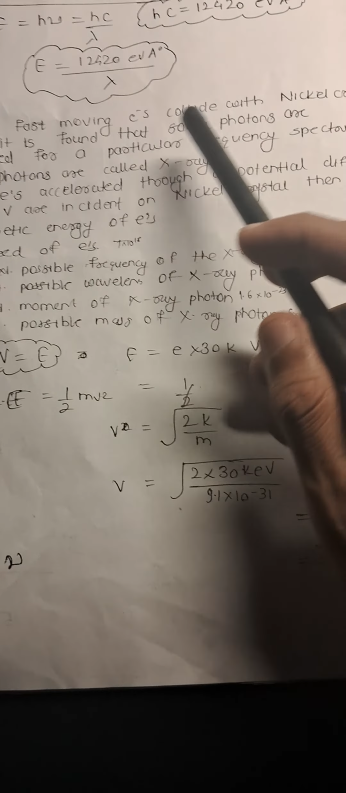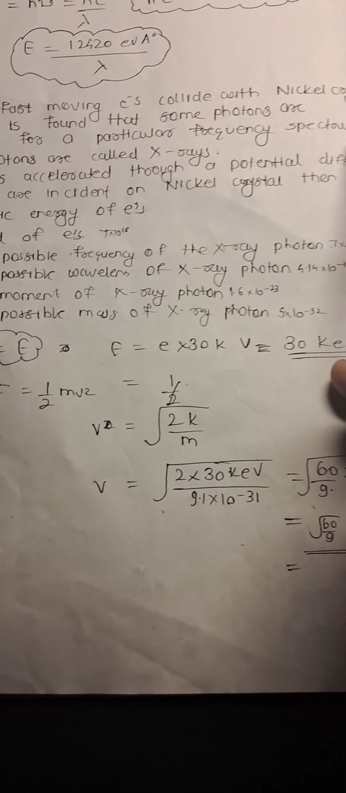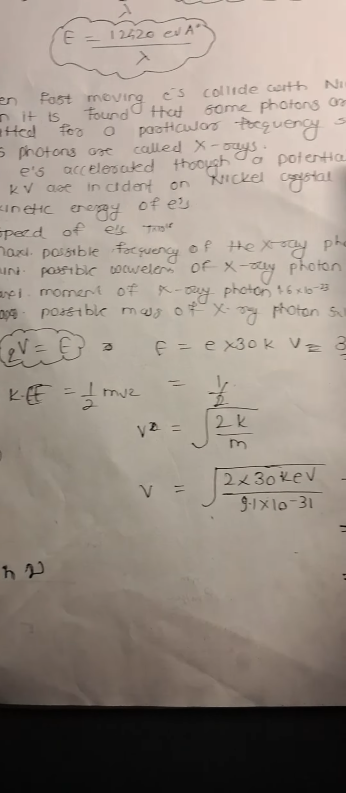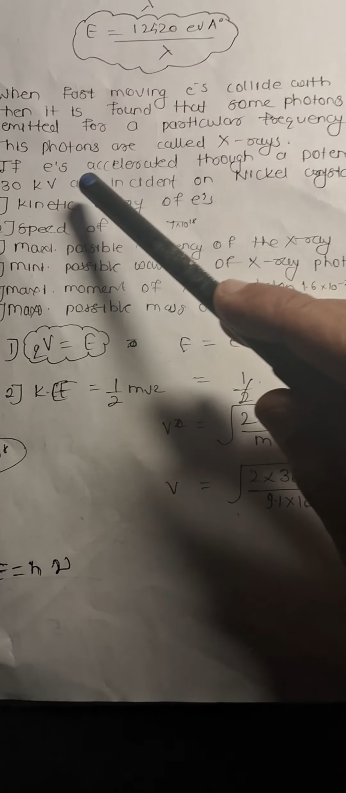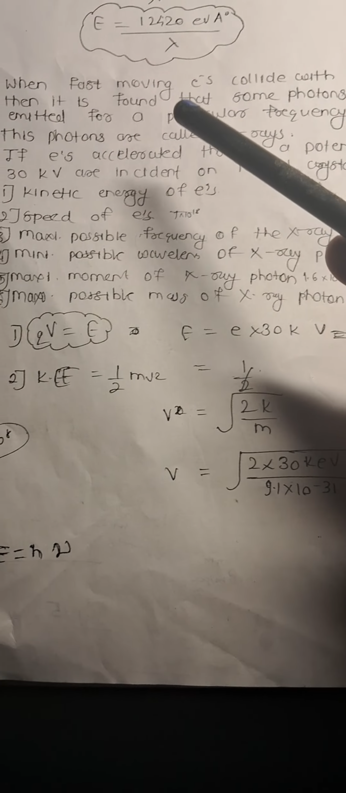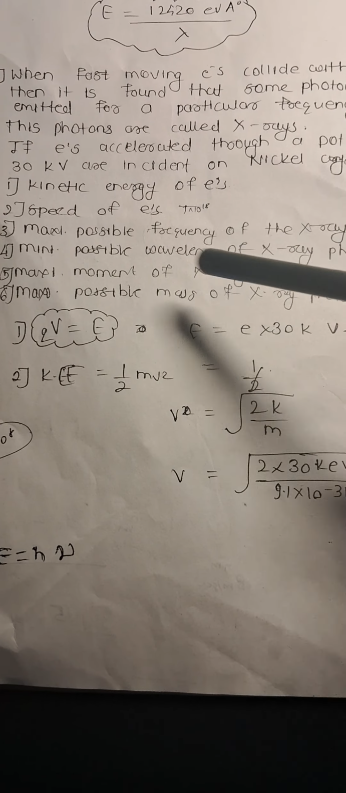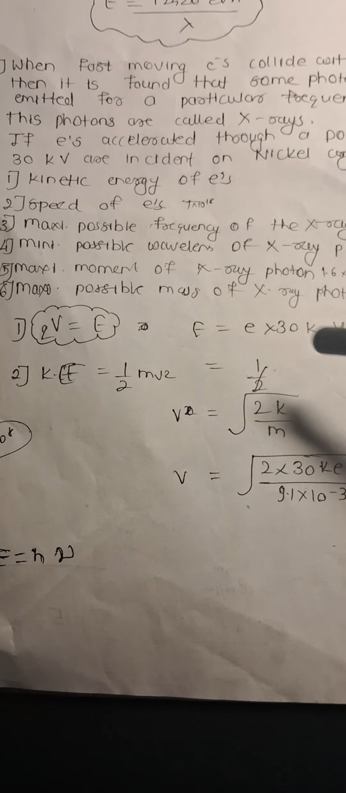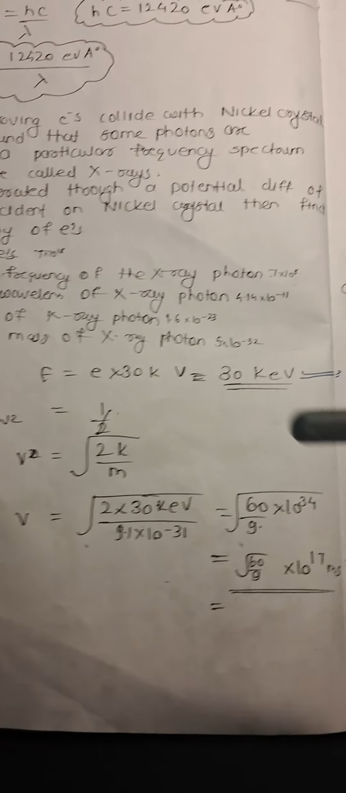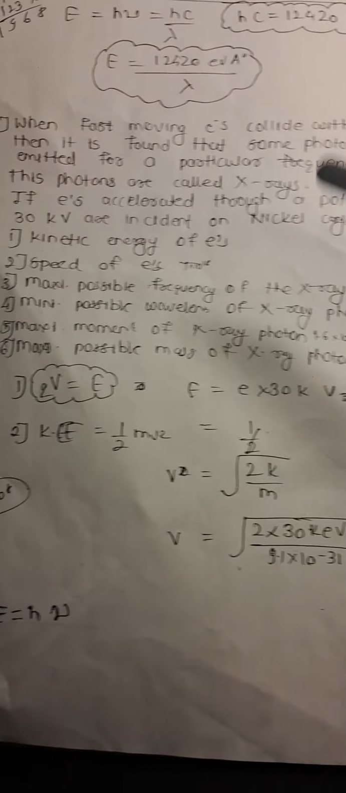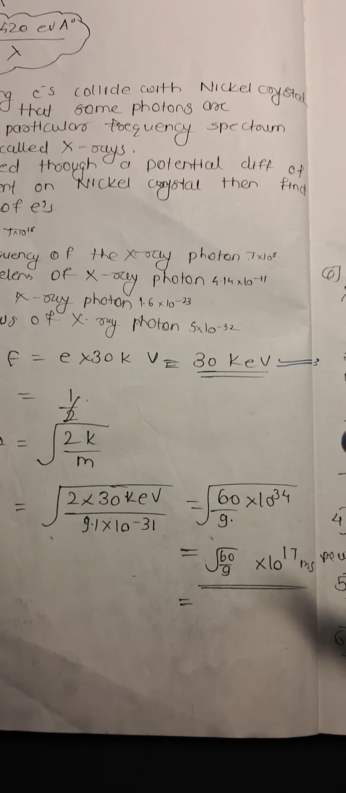Then another question involving collision of electrons with a nickel crystal, and some photons are emitted for a particular frequency spectrum. It is called the X-ray. So these are the problems related to the X-ray: the kinetic energy, speed, maximum possible frequency, minimum possible wavelength, maximum momentum, maximum possible mass. So all of these are based on the properties that we already discussed. So these are the calculations involved here.